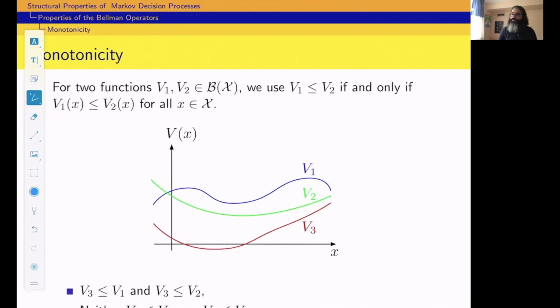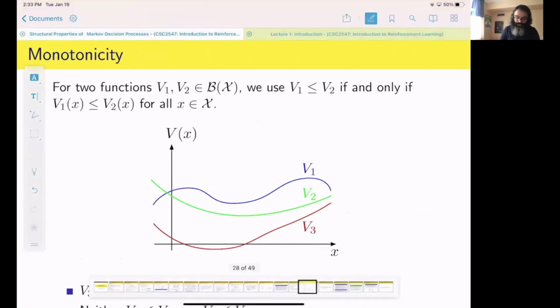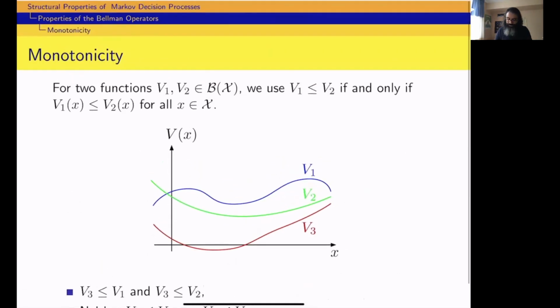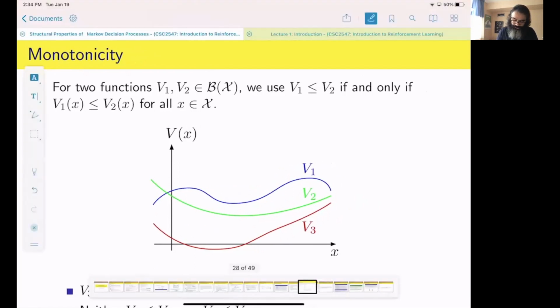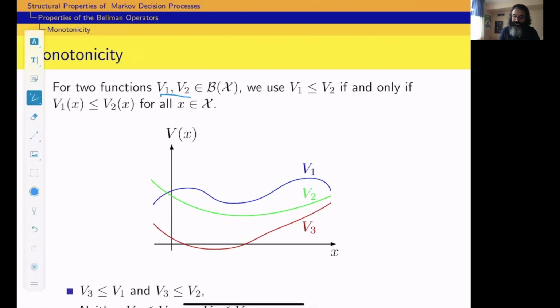Okay, so the first property is that the Bellman operator is monotonic. Just remember, we had similar notation before. We say that two functions v1 and v2, v1 is smaller or equal to v2 if for all states x, v1 of x is smaller than or equal to v2 of x.